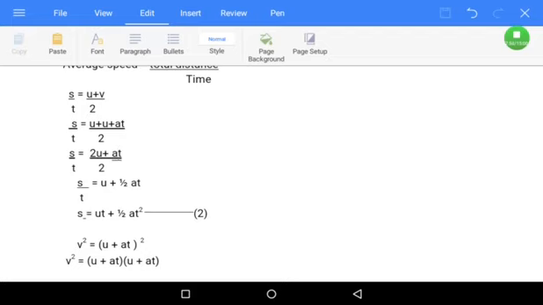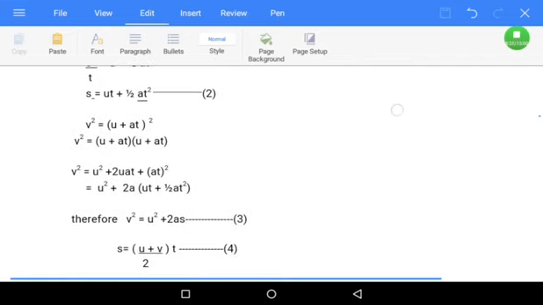Now to remove my t, what will I do? I'll multiply each term by t: multiply s by t, multiply u by t, and multiply half at by t. If I multiply s by t, the t cancels and I have s alone. If I multiply u by t, I have ut. If I multiply half at by t, I have half at squared. That gives me the second equation. Bravo! So if you're asked to state the second equation, it is s equals ut plus half at squared. That's the derivation of the second equation.